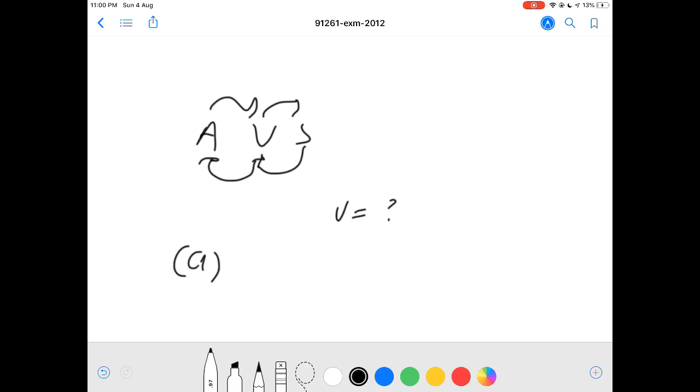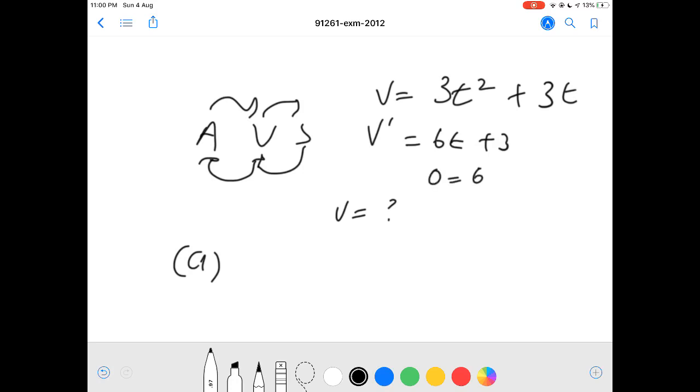And if they tell you to find a maximum or minimum, that's using the exact same principle. For example, you have a velocity equals 3t squared plus 3t, and it wants you to find the maximum. So once again, that's the same logic. You find the derivative, that equals 6t plus 3, and make it equal to 0. So 0 equals 6t plus 3. Therefore, t equals negative 0.5.